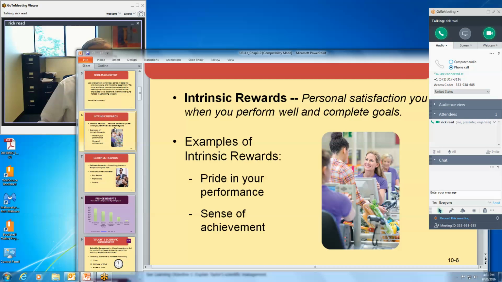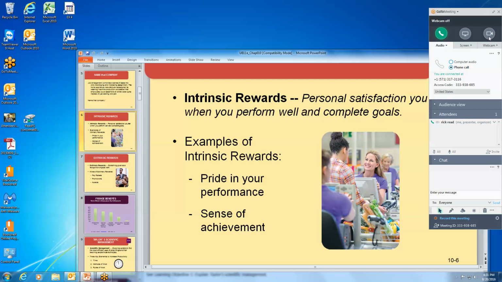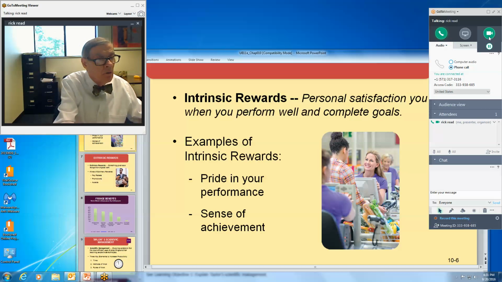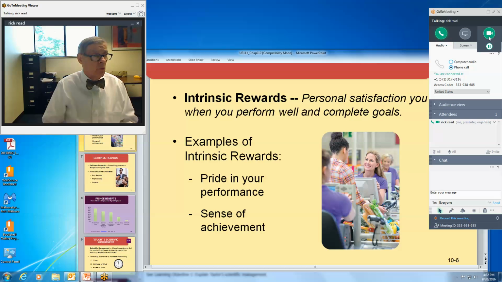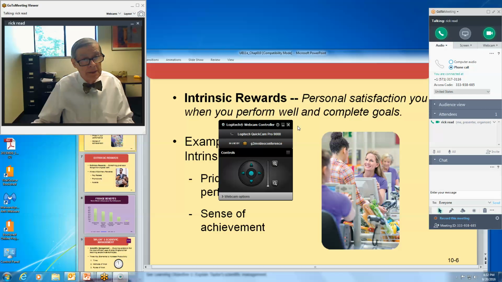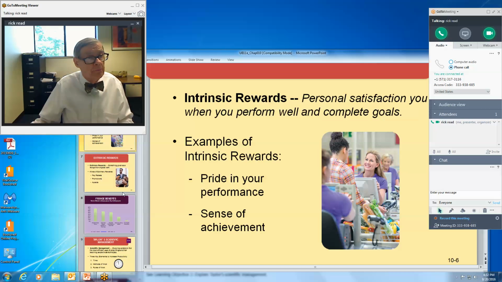We find that there are two kinds of rewards that leaders, managers can give to their employees. One is known as an intrinsic reward, and the other is known as an extrinsic reward. An intrinsic reward is something that comes from within. It is pride in your accomplishments, pride in your performance, having a sense of getting things done, and knowing you were responsible and not asking somebody to come over and pat you on the back. Now, that doesn't mean to say a pat on the back is not good, not appreciated, but sometimes we don't always need that.